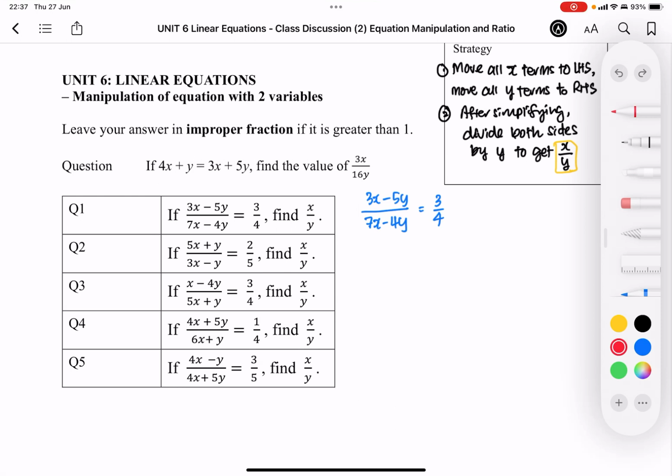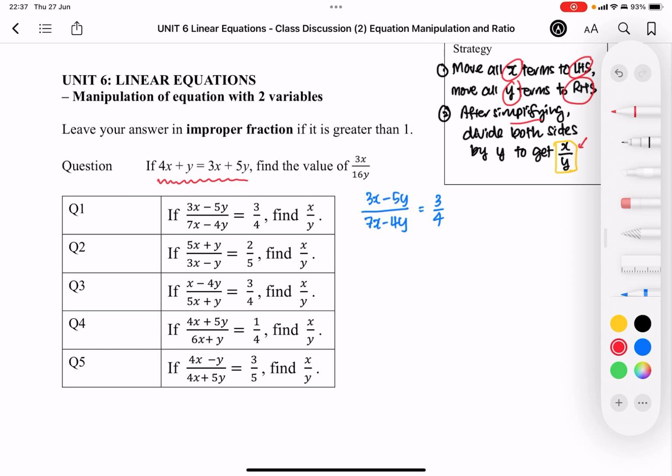Now, for this kind of question, we noted that we should eventually have some x and y terms on the left-hand side or right-hand side. And also, the strategy is to move all the x terms to the left-hand side and all the y terms to the right-hand side before we further simplify the equation to get something like x over y.